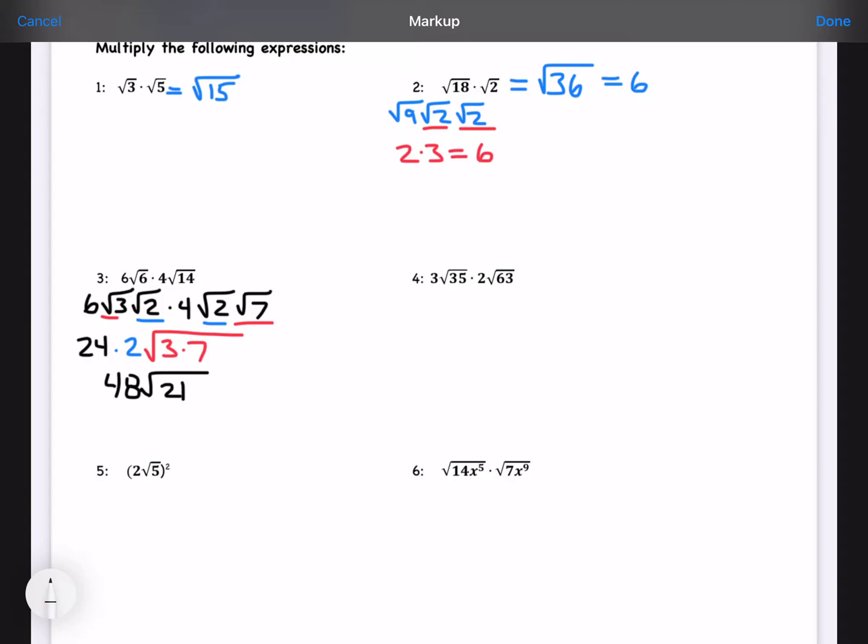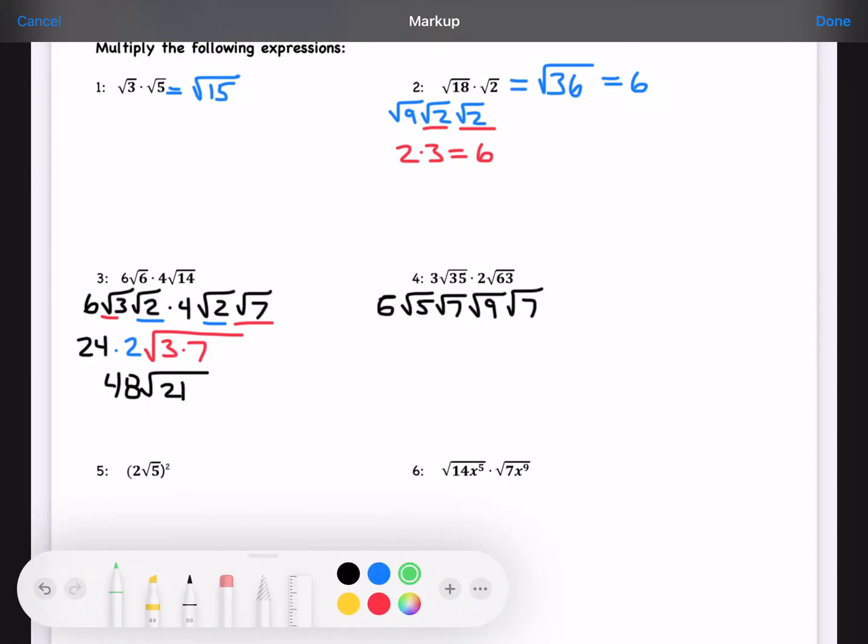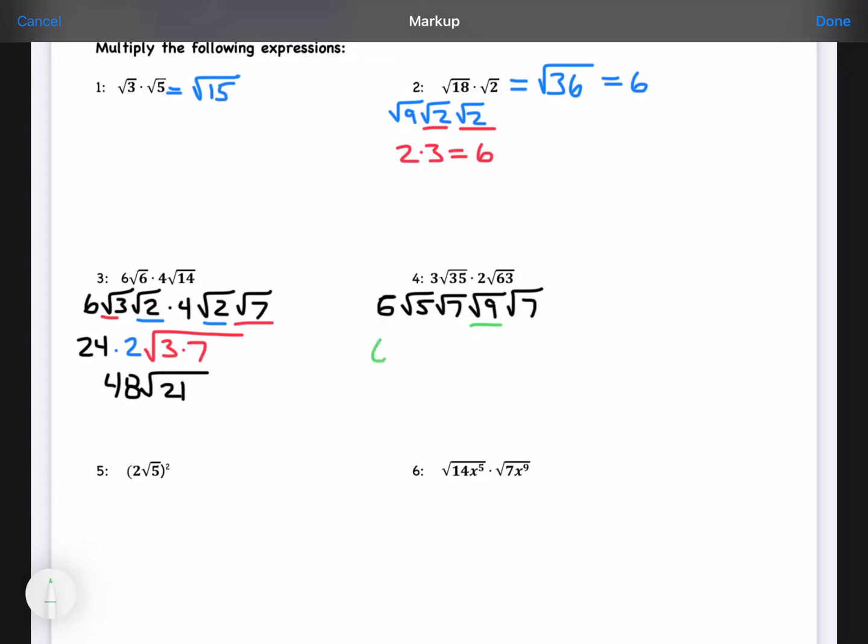So you can kind of go back and forth, take things, separate them, and then combine them. When we look at 3 square roots of 35 times 2 square roots of 63, I'm going to do 3 times 2 is 6, so I'm going to leave that right away. But then I have square root of 5, square root of 7, and then 63 is 9 times 7. So I'm going to say, okay, I know the square root of 9 is 3, so I have 6 times 3.